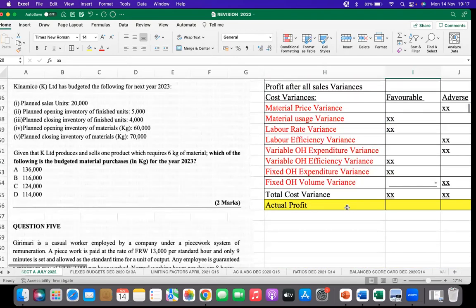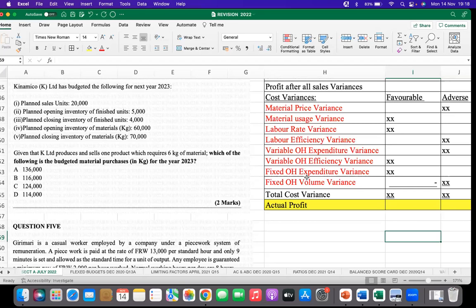Now, the topics I want us to concentrate on, please note them somewhere so that you'll also remind me on Thursday. We will look at budgeting, how to prepare a cash budget and how to prepare a flexed budget. Number two, we look at limiting factors. Limiting factors was not tested last sitting, so there is a very high chance of limiting factors being tested this sitting. So we'll also look at limiting factors.